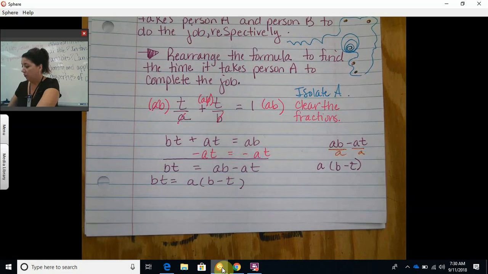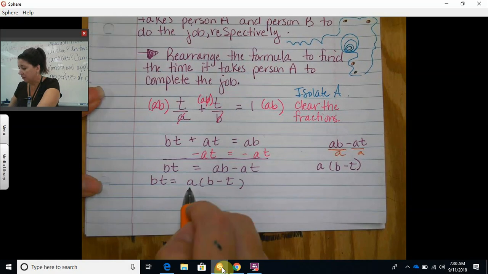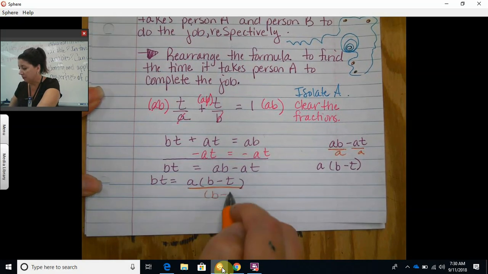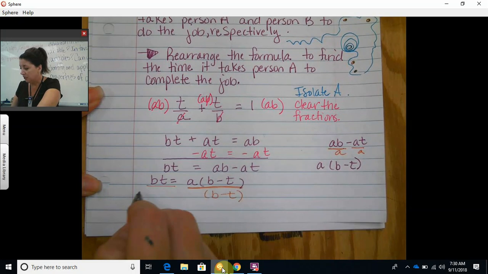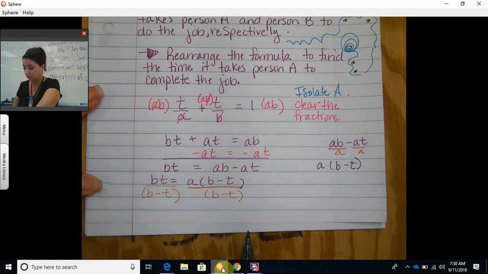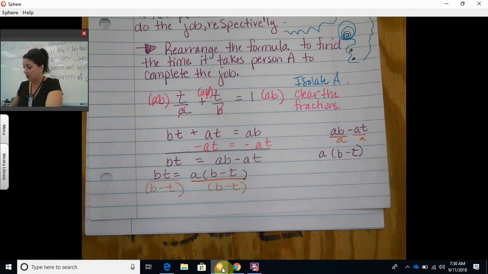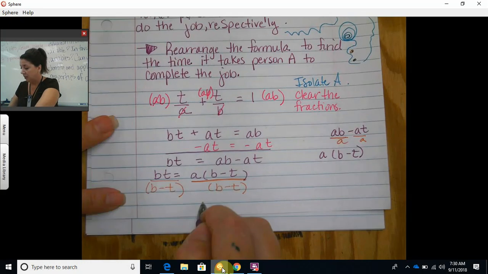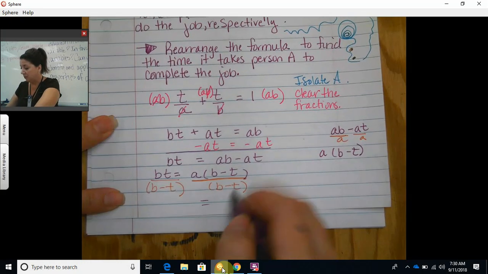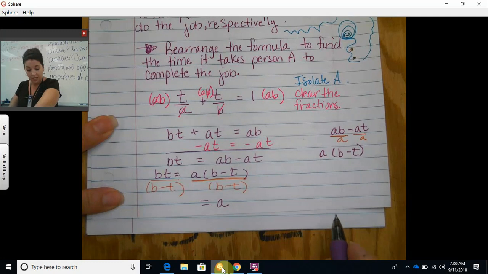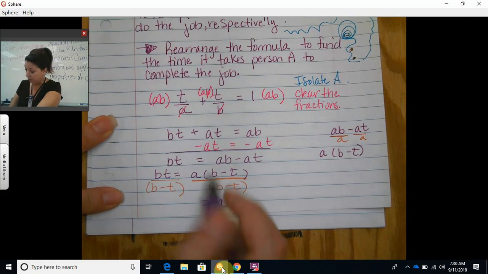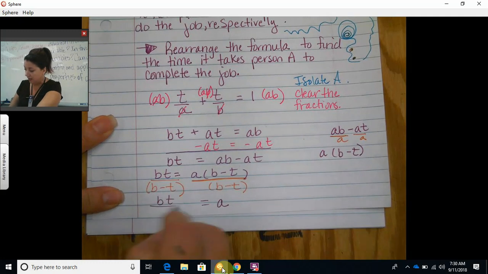Divide, right? So this is now one term. I'll divide the whole term by b minus t. And then what I do to the left side, I've got to do to the right side. So on the right side, b minus t's cancel. I'm left with A. And on the left side, I have bt divided by b minus t.